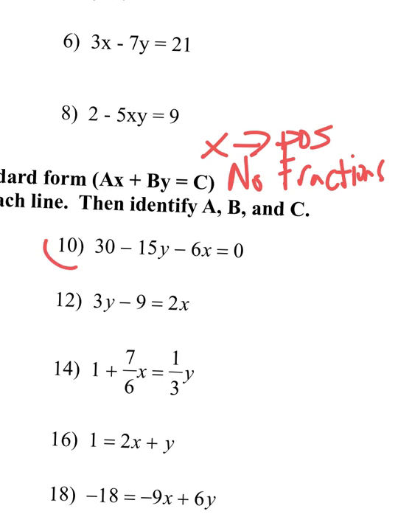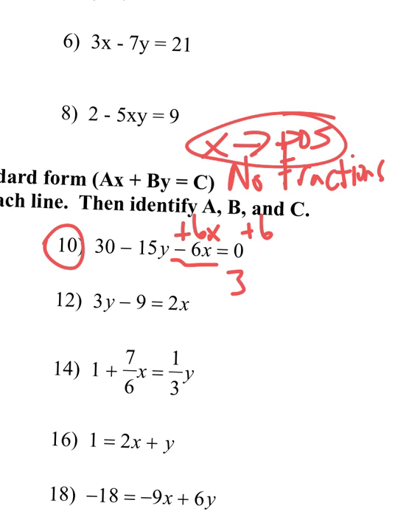So we're going to look at number 10 here. We have 30 minus 15y minus 6x equals 0. And we want to get it in ax plus by equals c form. Now, if you notice, the first thing you want to find is locate your x term. I see here on the left side, it's negative 6x. That tells me right away I can't keep it on that side because it's got a negative. We cannot have the x term be negative. X must always be positive. So we're going to move it over. We're going to add 6x to both sides.